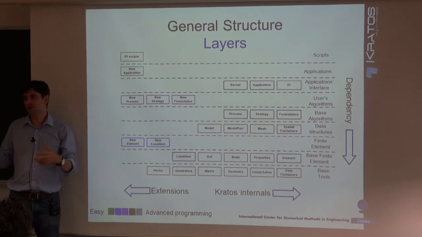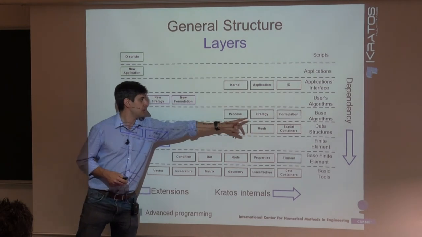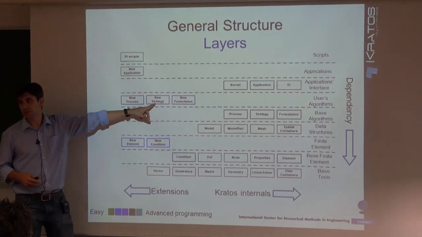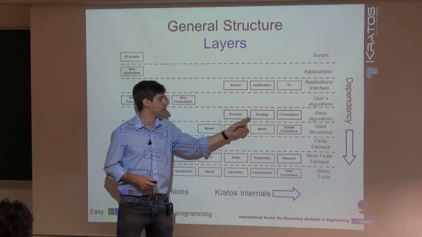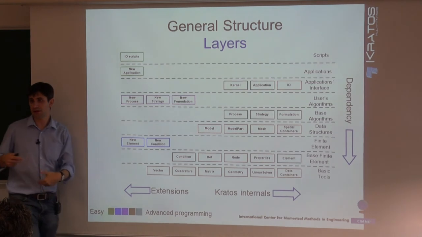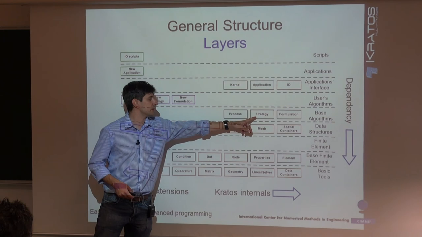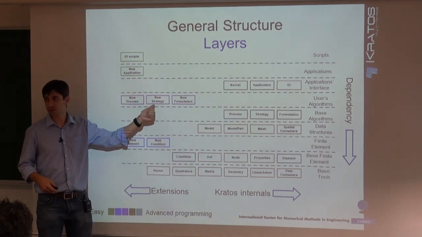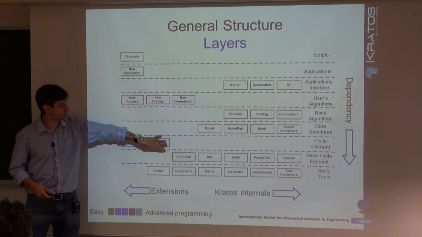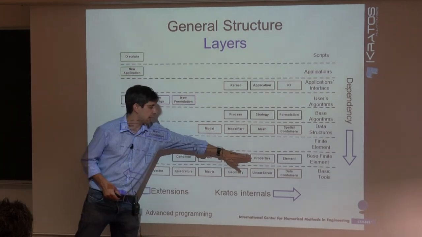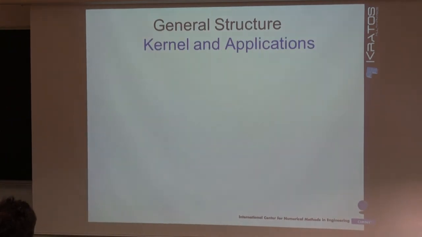But I will need a different strategy. So my application will not call the standard strategy, but will call a new strategy made by me. That is, it has some differences with the standard one. It can be derived in the C++ sense, so it can inherit all the properties of a standard strategy, but you can add features to get your result. And now you can create your new elements, your new conditions based on the base classes that you have in the Kratos kernel.